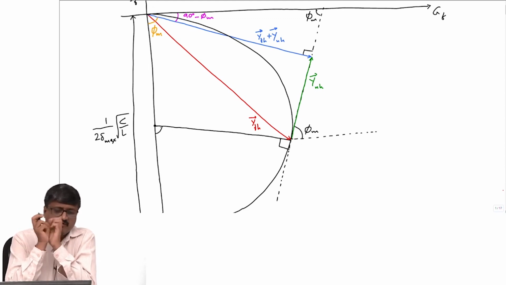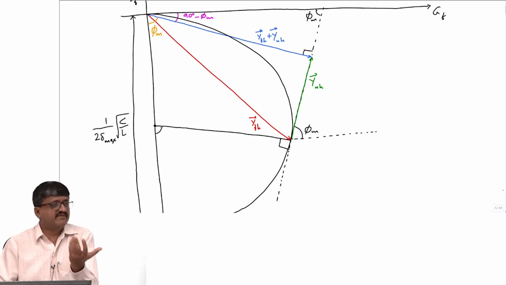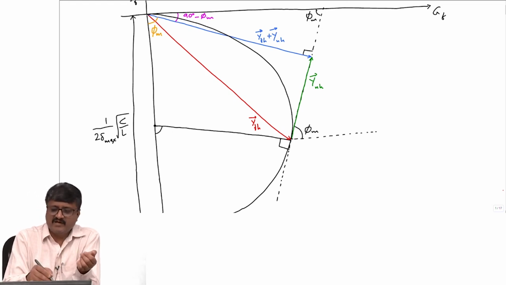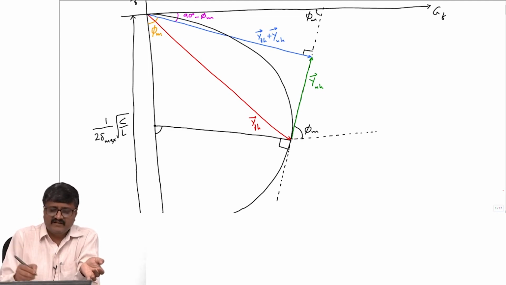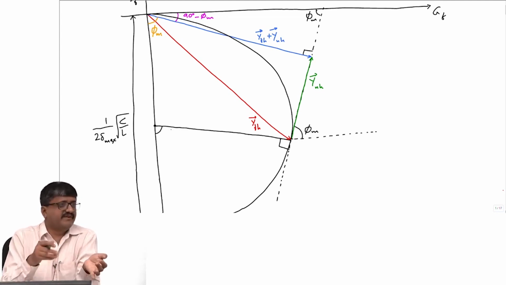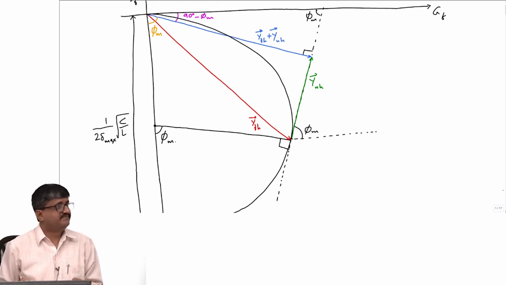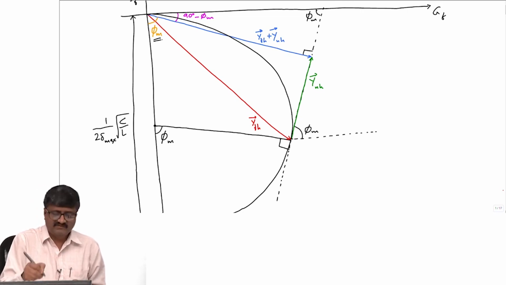See, I have dropped two perpendiculars to this boundary, one from the origin, one from the center. So, both are parallel. So, if the other line is making an angle phi m with respect to this BF axis, this is also phi m. See, this is phi m, means this is also phi m.